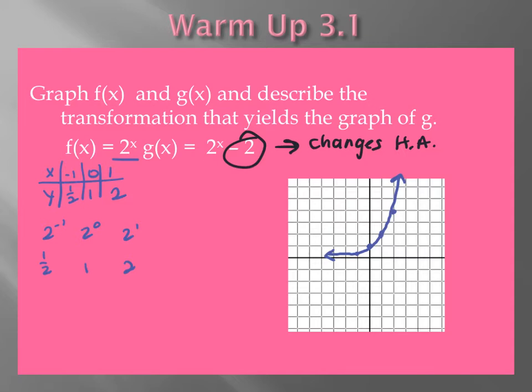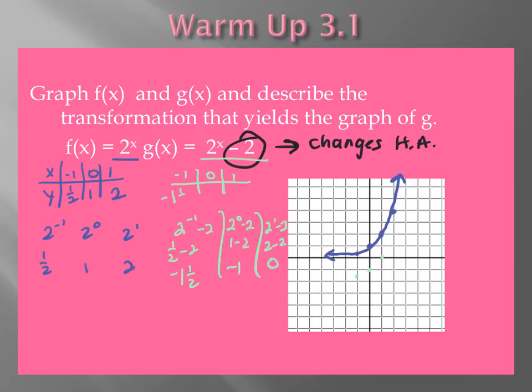So now if I did this, I could shift everything just down 2. Or remember, you won't have both on your quiz. So I would also do 2 to the -1 minus 2, 2 to the 0 minus 2, 2 to the 1 minus 2. 1/2 minus 2 is -1.5. 1 minus 2 is -1. And 2 minus 2 is 0.